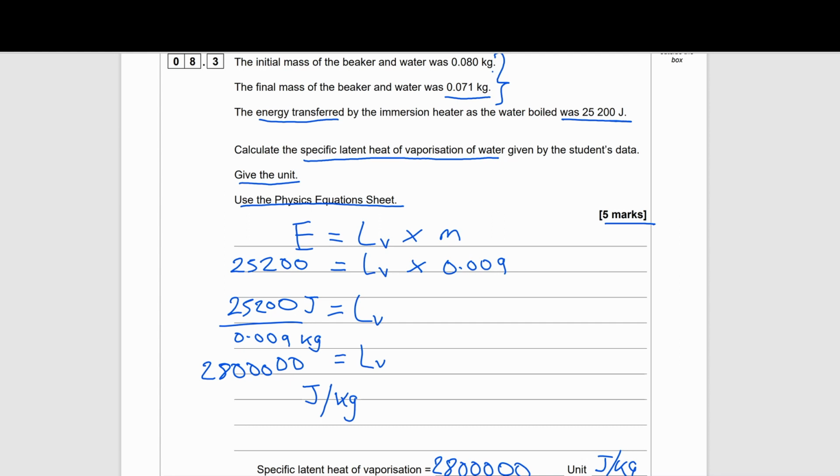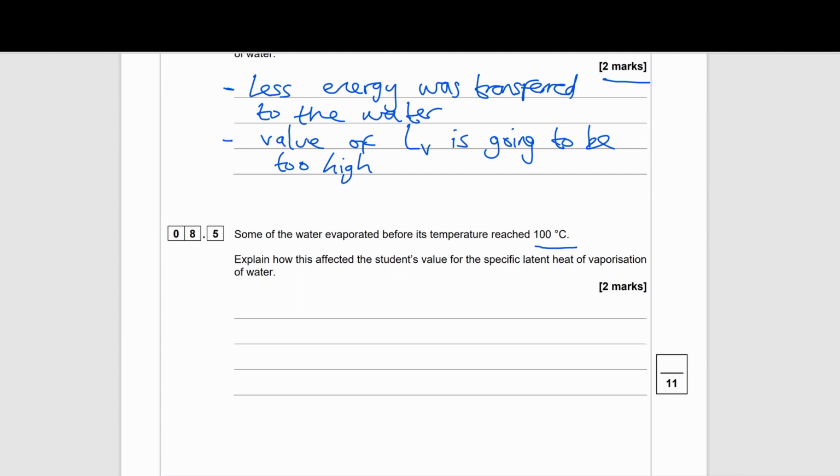So essentially the opposite a little bit. This value is going to go up, the change in mass. So then this will now be too low. So our first point that we can say now, the change in mass is too high. So the value of LV is too low.